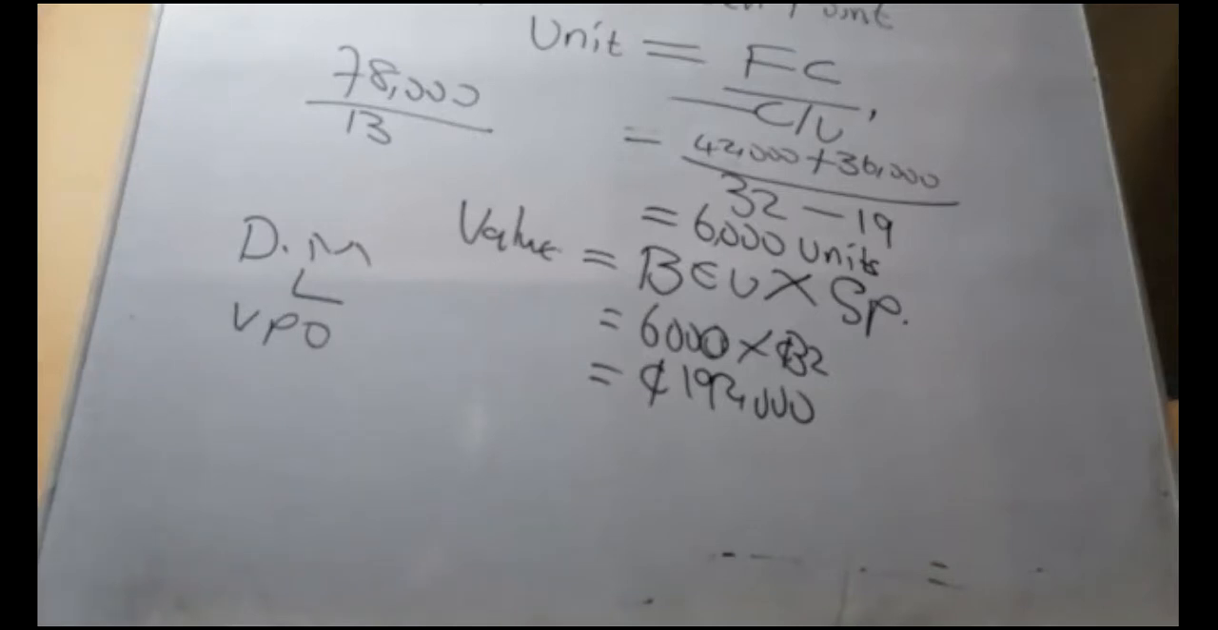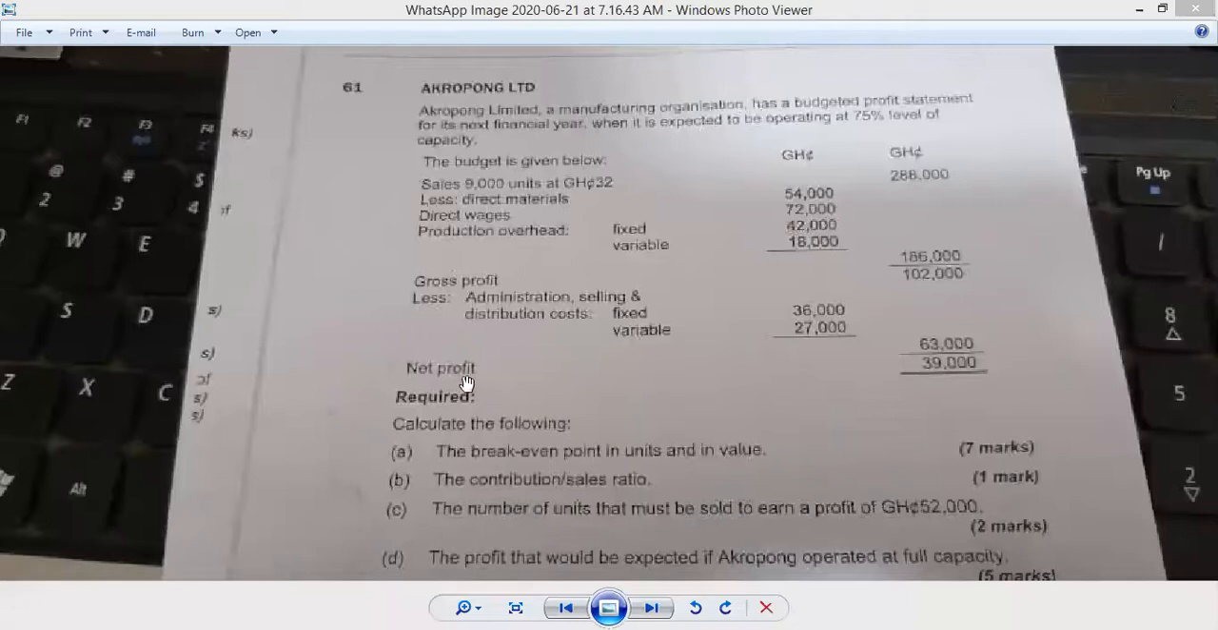Now the next requirement on the list. So let's go to the question. The contribution to sales ratio. Okay, so let's start work. Contribution to sales ratio, the CS ratio. 1 mark. Who can calculate it for me? 1 mark. So contribution to sales ratio.